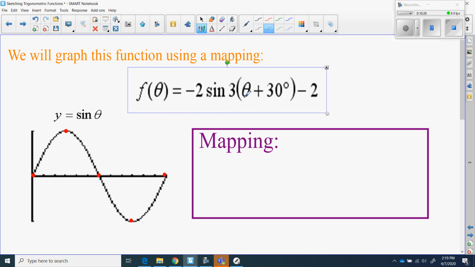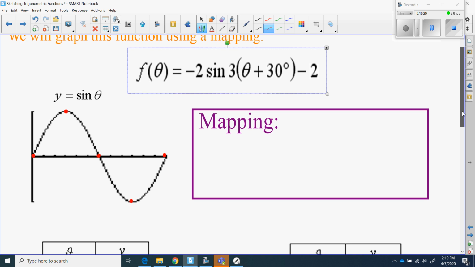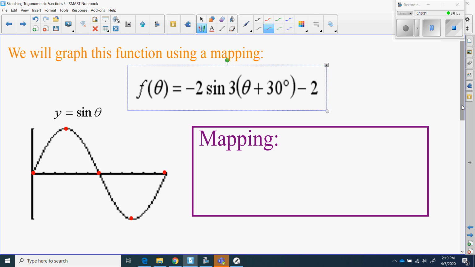Well, to do that, we're going to use a strategy referred to as mapping. And the way you do it is you have to identify the base function. So in this graph, I would identify my base function. You look here, you see sine. So you know that y equals sine theta is the base function. So you need to know, what does the base function look like?